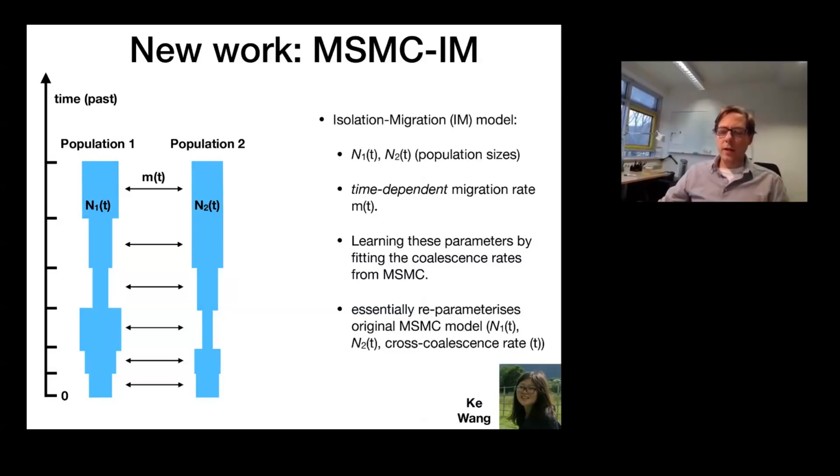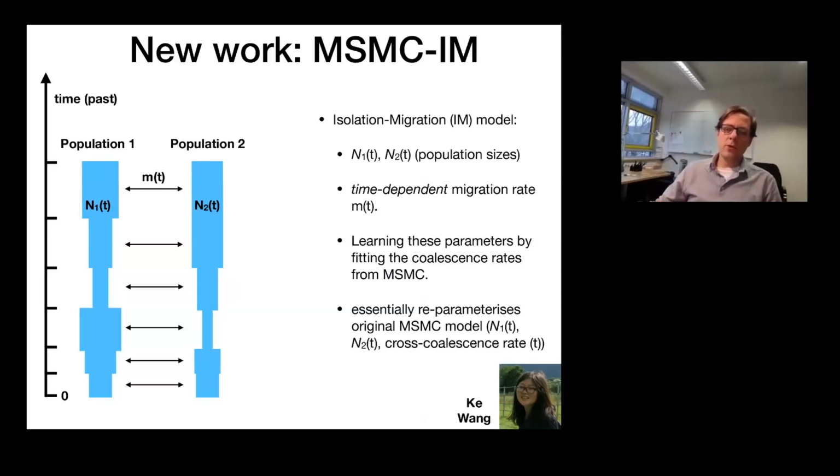So we developed a new model to look at this kind of cross-coalescence analysis in a little bit more detail. This was done by my student Kei Wang, who derived an isolation migration model, for the connoisseurs. Isolation migration is a well-known parameterized model in population genetics. Here we added some flavor to it. We actually added the fact that migration rates are now changing through time.